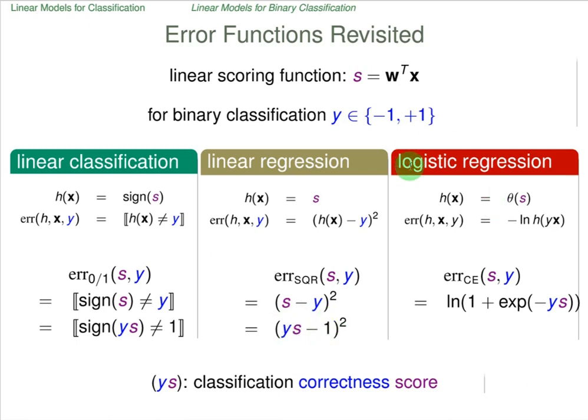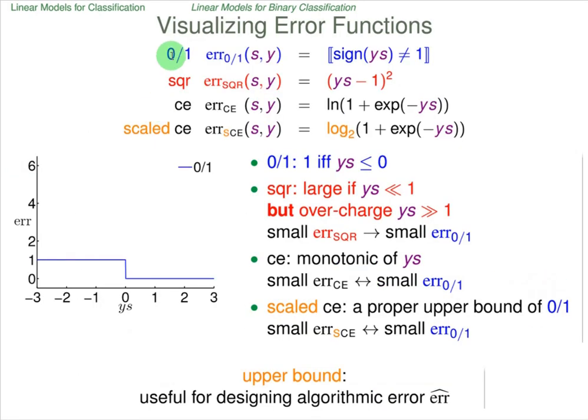Similarly, in the logistic regression case, we can also represent the cross-entropy function using the classification correctness score. It's very simple: ln(1 + exp(-ys)). By the way, the logistic regression in-sample error already uses ys, the label y times the score, so it automatically inherits the classification correctness score. Now we have defined all three error functions in terms of the classification correctness score.